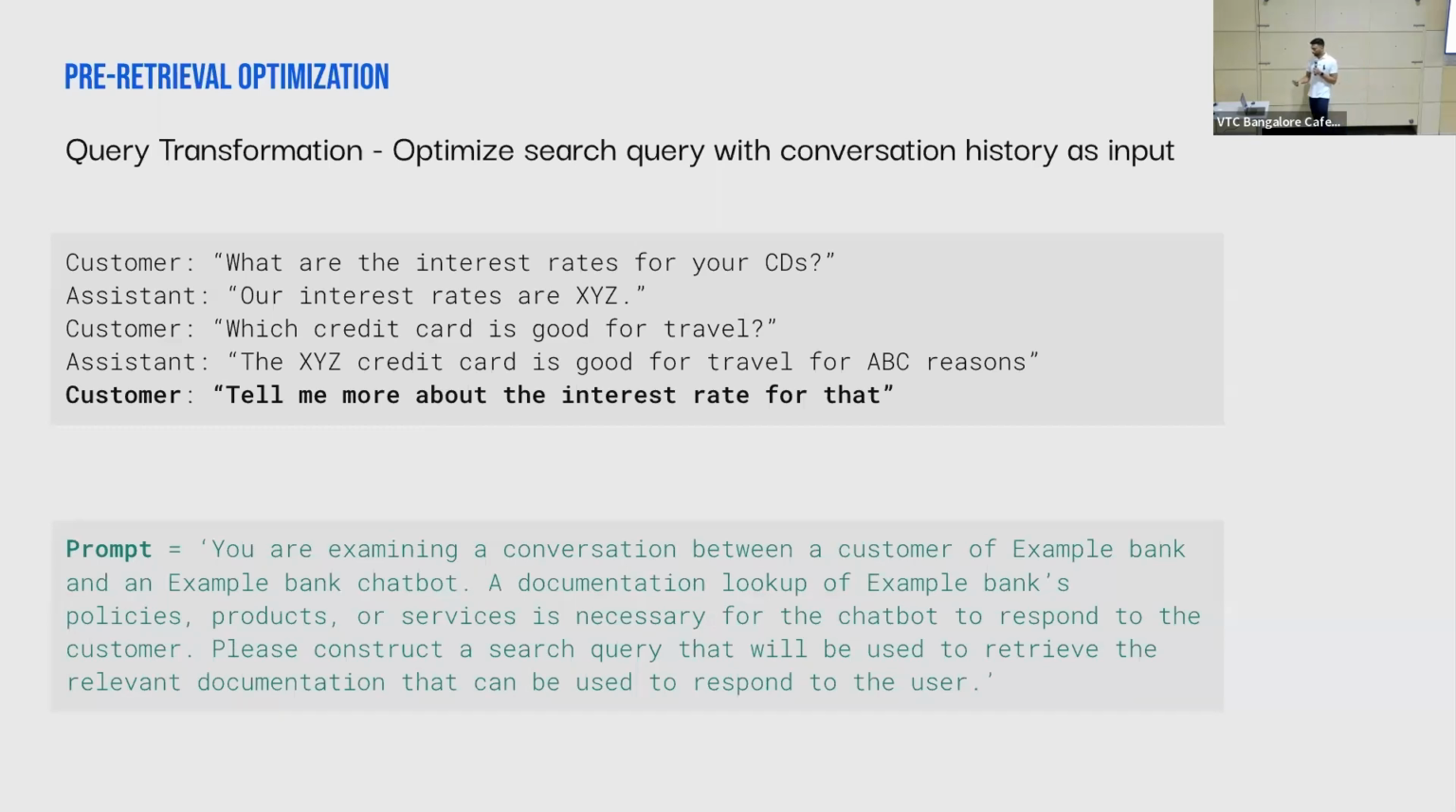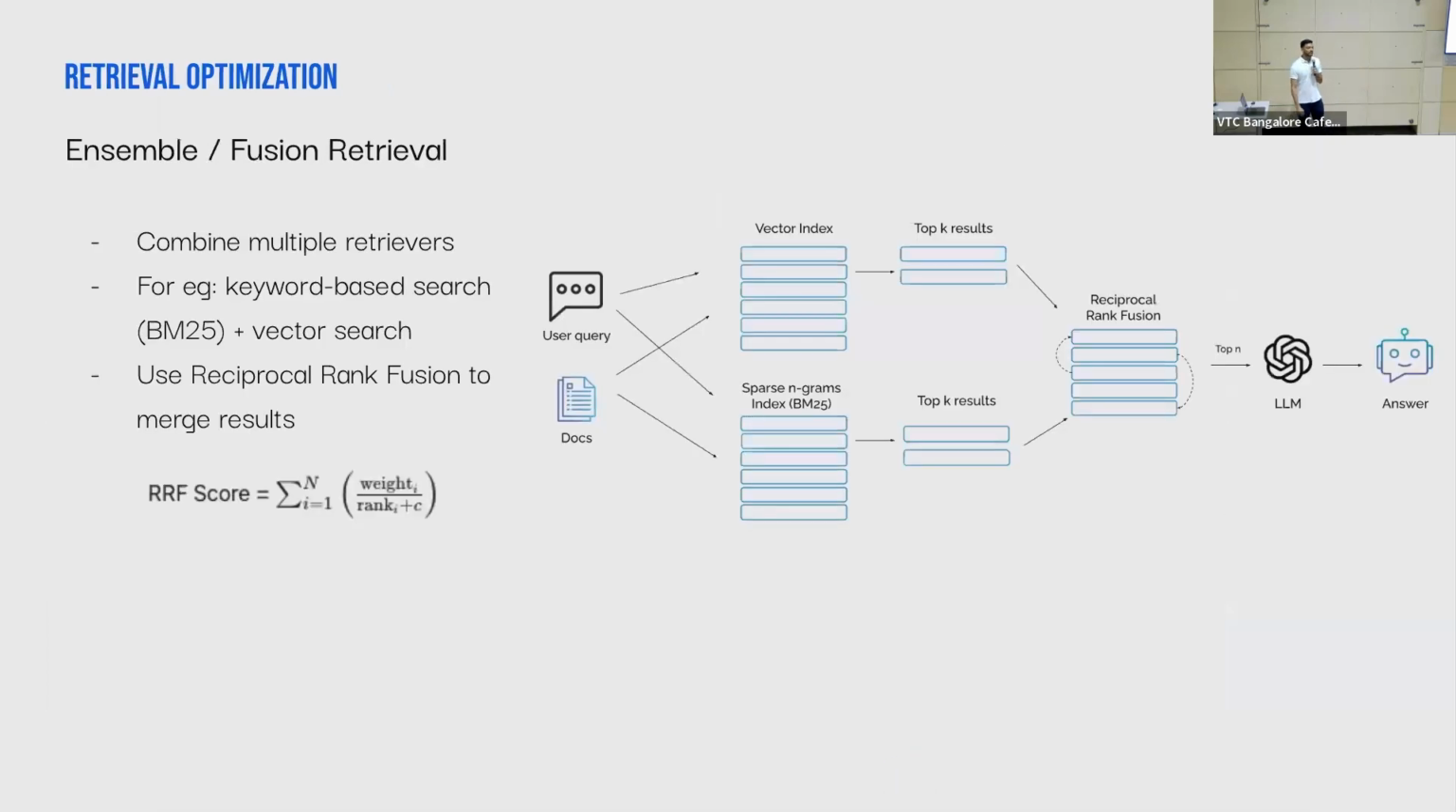Here's an example prompt: you are examining a conversation, and what we want to do is construct a search query that will be used to retrieve the relevant documentation. So it takes this and comes up with a query saying, what is the interest rate for XYZ credit card? And then you use that for retrieval. Cool. Moving on, let's talk about retrieval optimization.